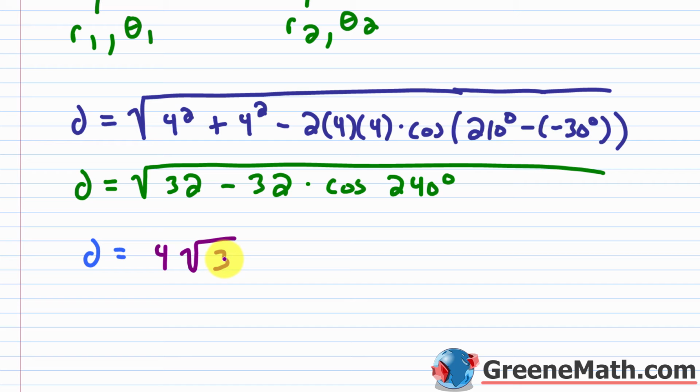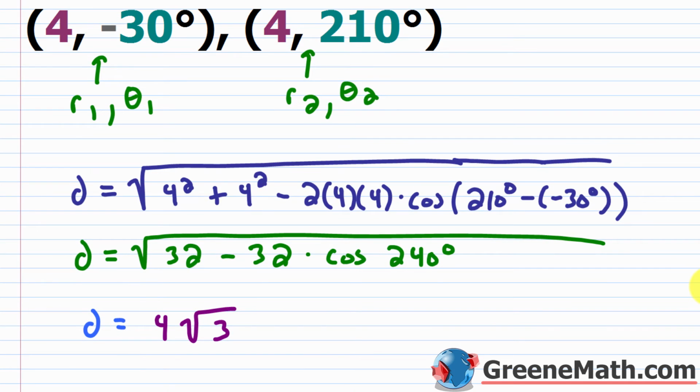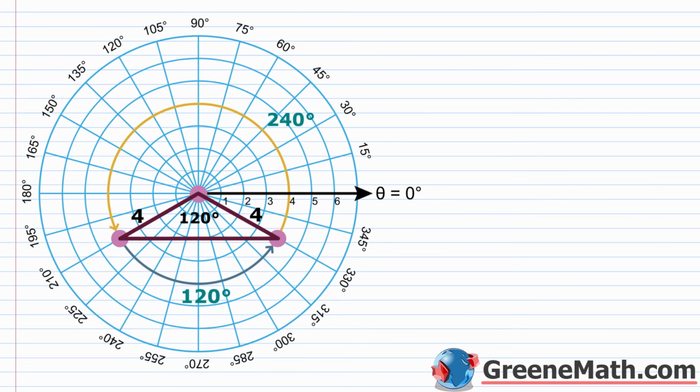Now, I want you to pause for a minute because some of you who try to plot this, if you go back up and you think about these points here, 4 comma negative 30 degrees and 4 comma 210 degrees, if you think about the angle between them, it's not 240 degrees. It's going to be 120 degrees. So why in the world did we get the right answer? And I'll show you in a moment that if you do it the other way, you'll still get the same thing.